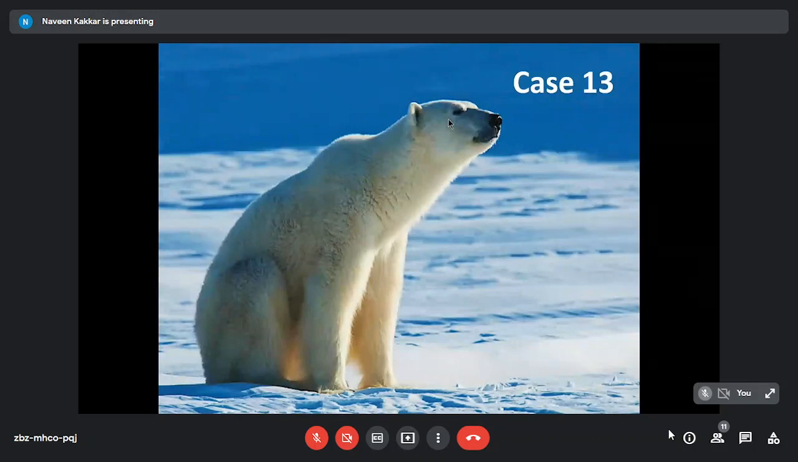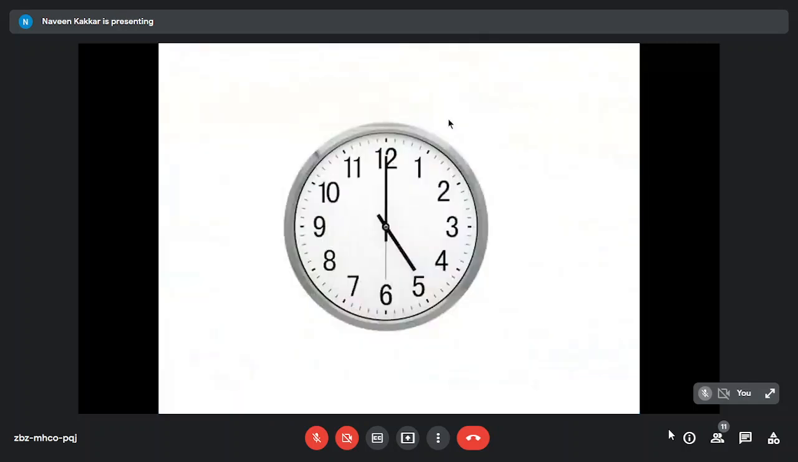Last case. This is my favorite case in a way because I missed it in the first go, and I'll tell you the story of this. I call this the 5 o'clock case. This actually came at 5 o'clock in a lab some years back.